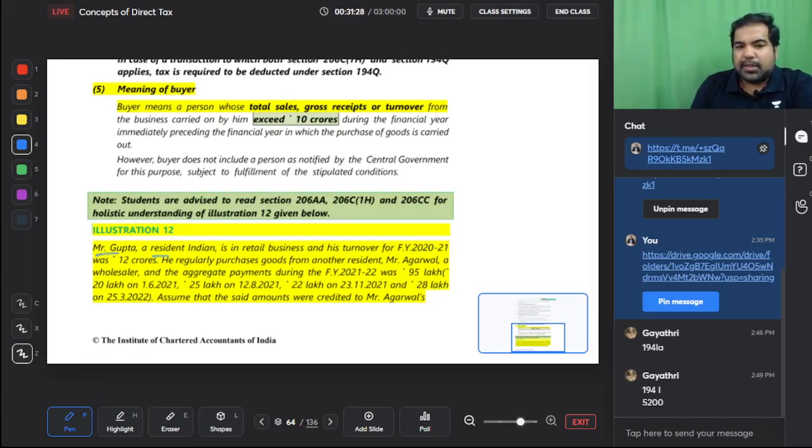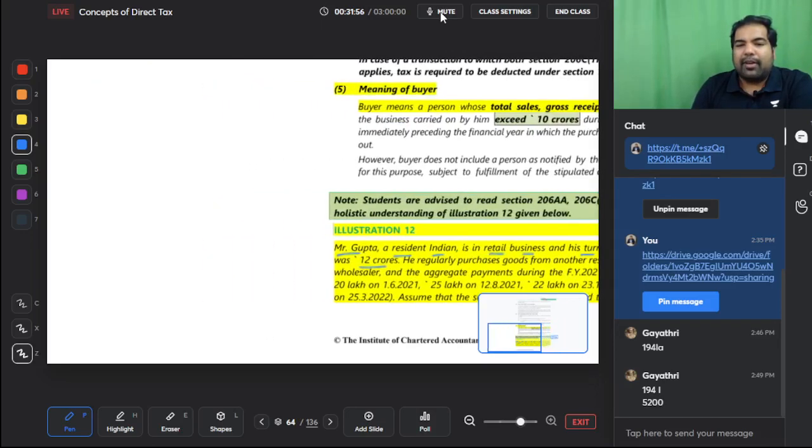Mr. Gupta, a resident Indian, is a retail business and his turnover last year, that is 2021, was 12 crores, definitely subject to audit. He regularly purchases goods from another resident, Mr. Agarwal, a wholesaler, in aggregate. This is 194Q. We've not discussed that. I told you after TCS, so it's a good time to discuss it with an example, guys. So he's a high value seller, guys. His last year turnover is more than 10 crore.